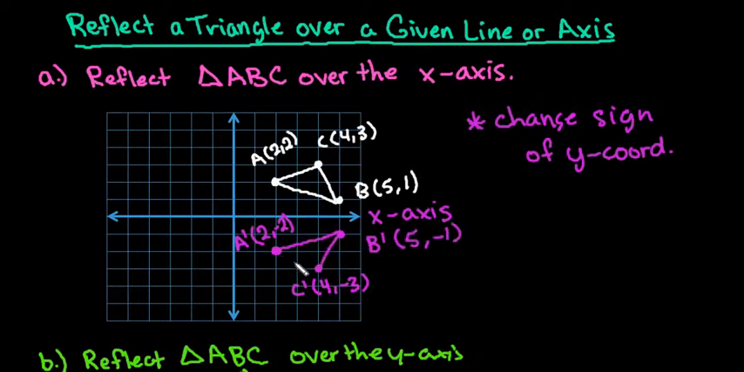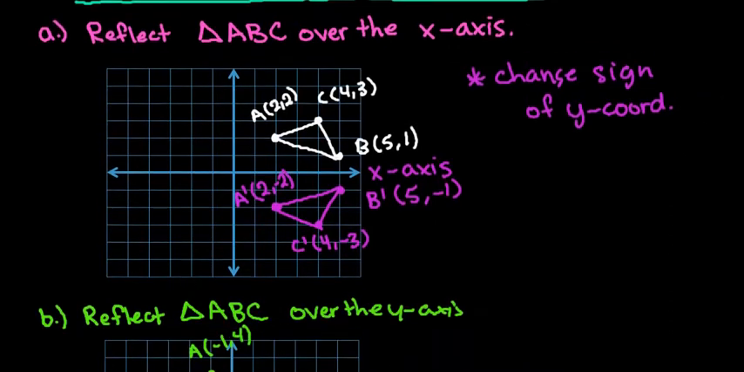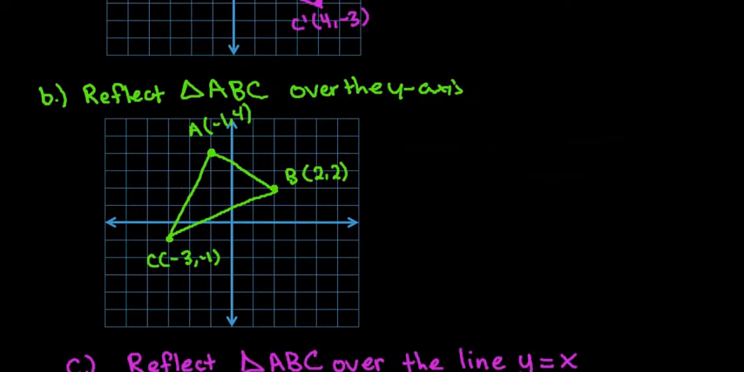Anytime you are flipping over the x-axis, you are going to change the sign of your y coordinate. All right, so let's go into our next one. For this one, we're going to reflect it this time over the y-axis. The y-axis is our vertical axis. So what's going to happen now is that the sign of the x-coordinate changes.